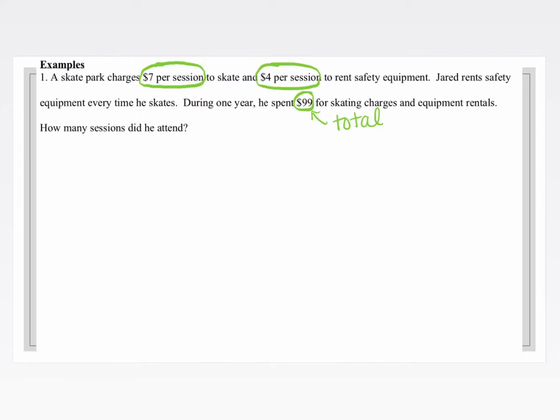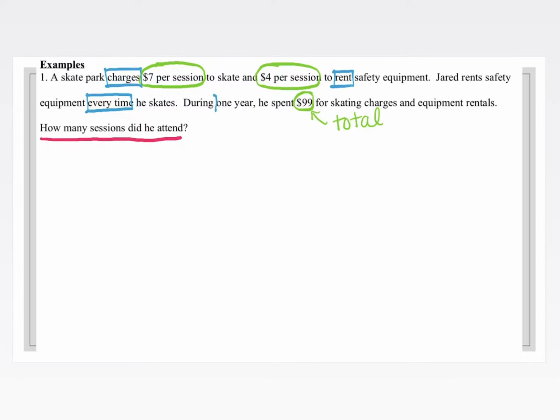Then we're going to underline the question. How many sessions did he attend? Then we can box any important words that we see. So the skate park charges $7 per session and $4 per session to rent safety equipment. And Jared rents safety equipment every single time he skates.